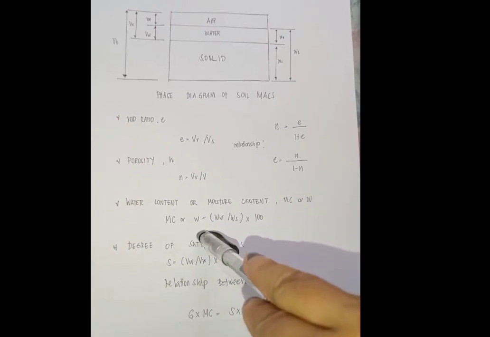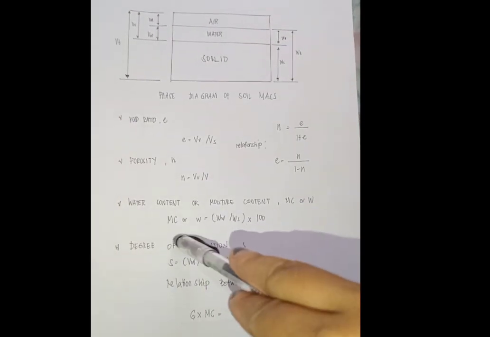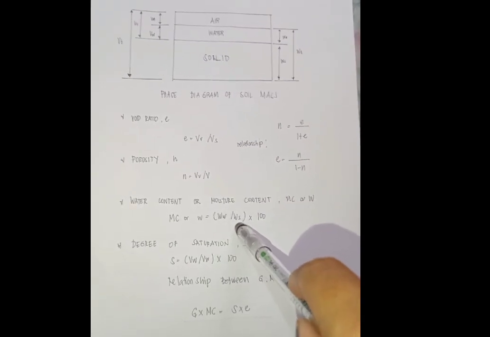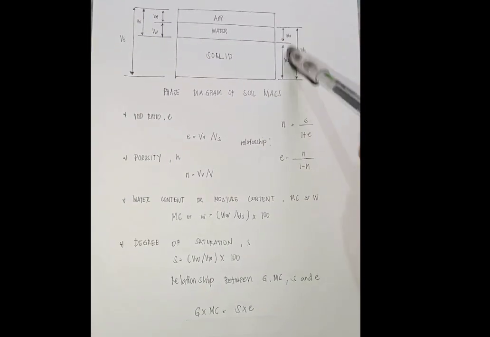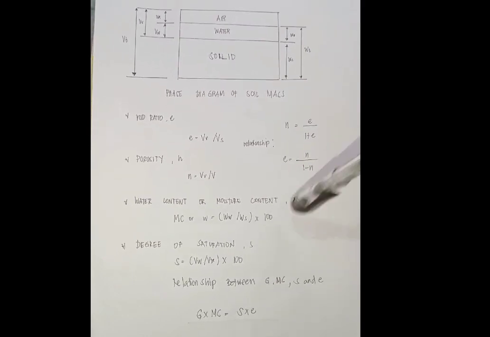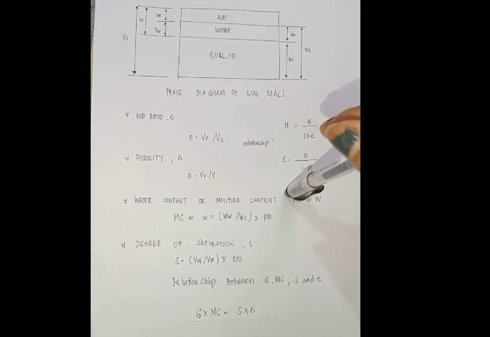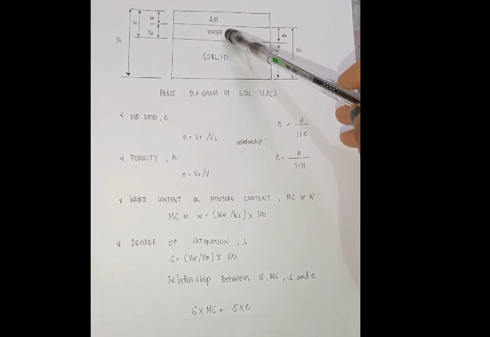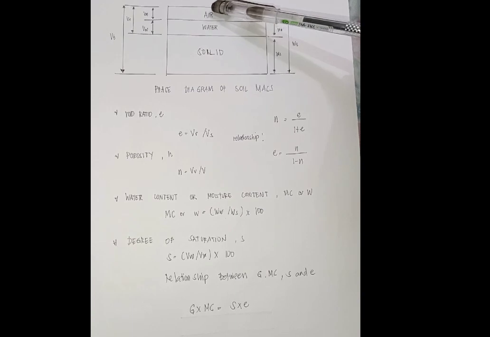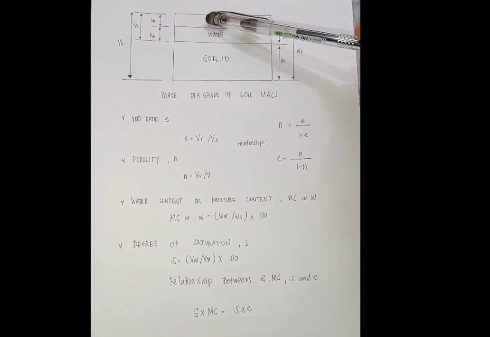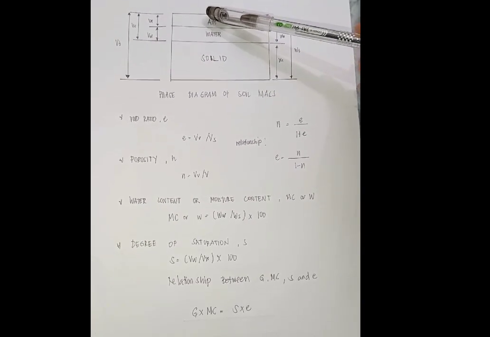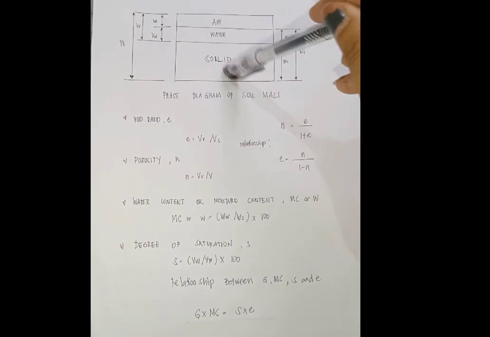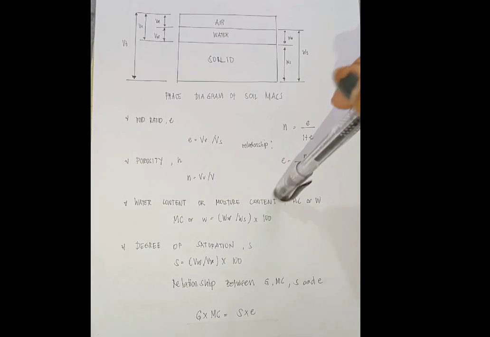So MC, moisture content, is equal to the weight of water all over the weight of solid, multiplied by 100. In this, 'di ba sabi ko kanina, pag wala tayong given na air, ang makukuha natin dito yung water and solid, makukuha natin yung moisture content ng soil.